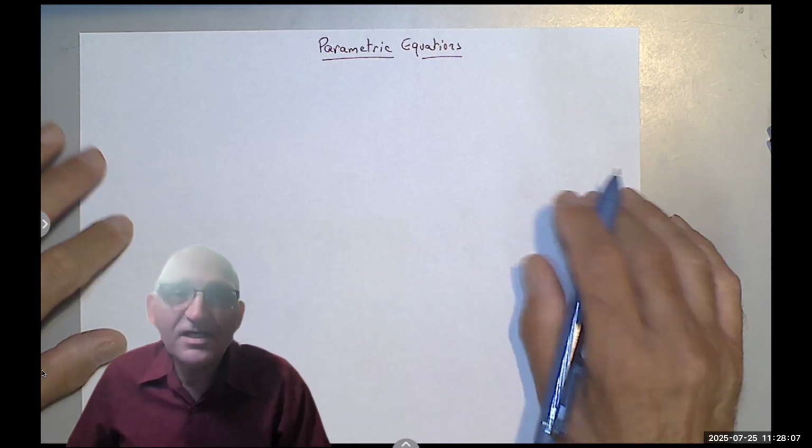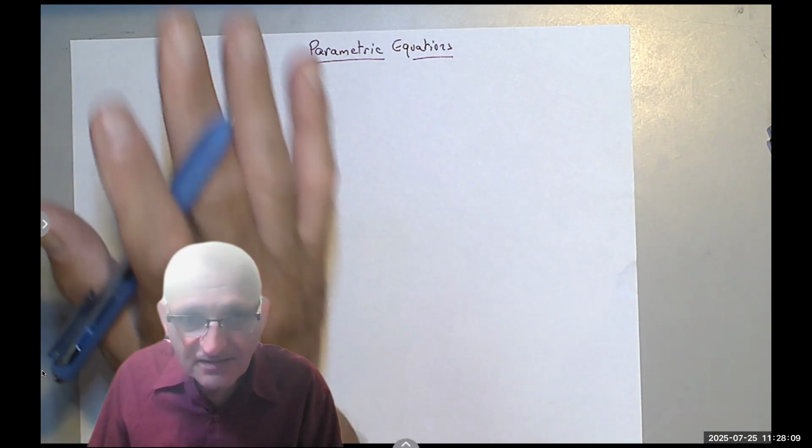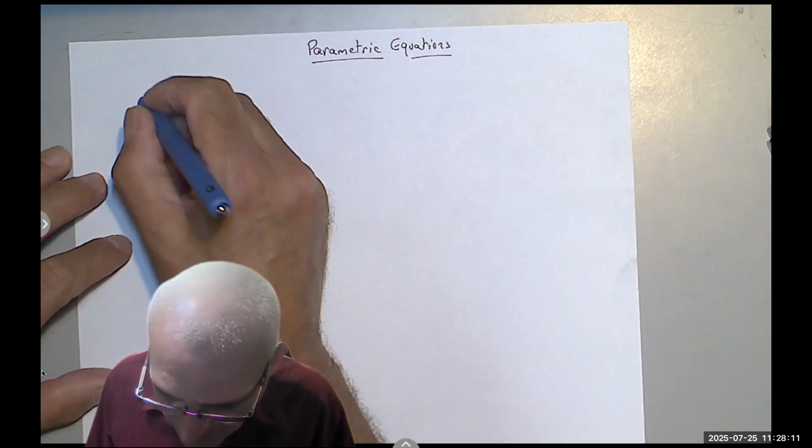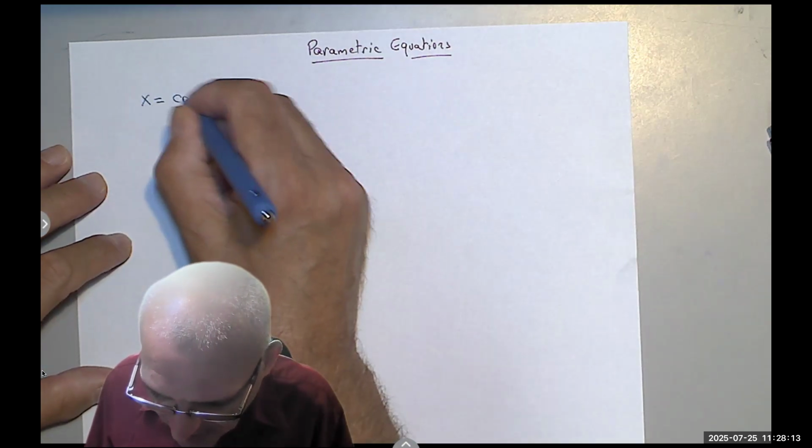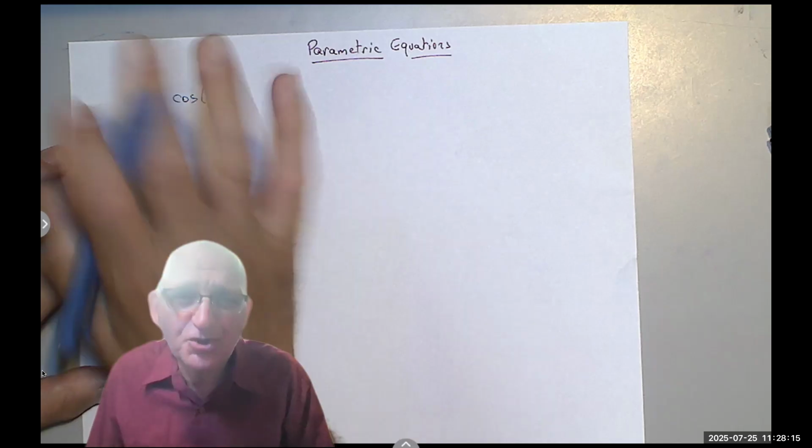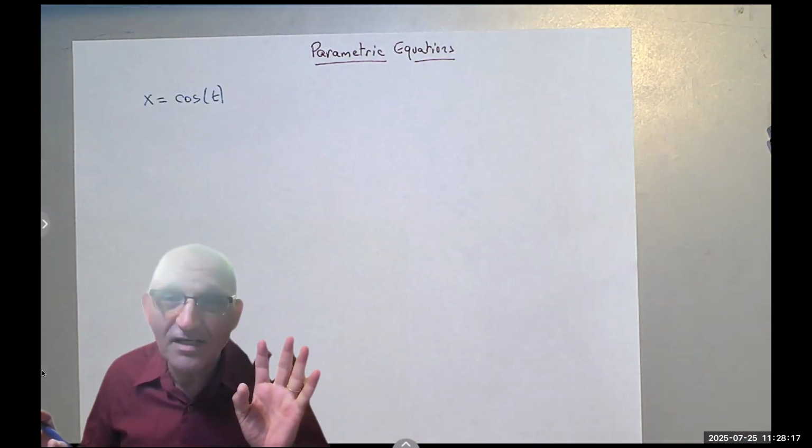So let's say I'm going to give you an equation, and as I said, a very simple one. X equals cosine of t, where t is the parameter. Usually you use the letter t, and don't ask me why.